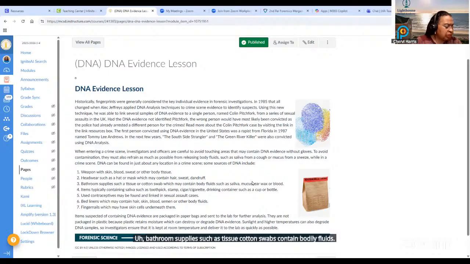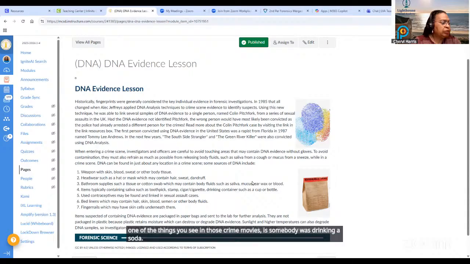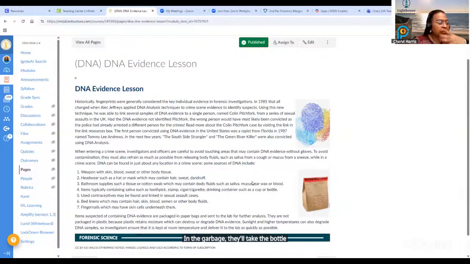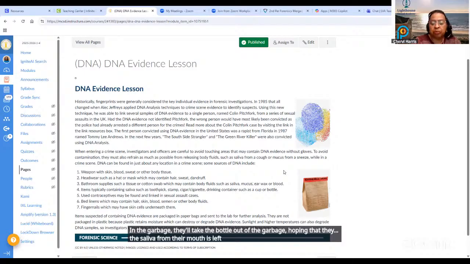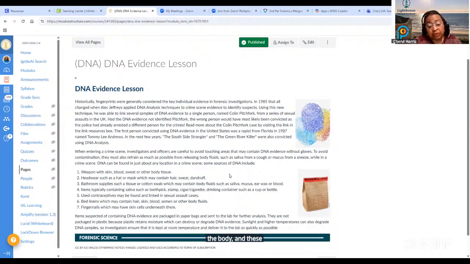It's one of the things you see in those crime movies: somebody was drinking a soda and they wanted to get a sample from them. They happen to put it in the garbage. They'll take the bottle out of the garbage, hoping that the saliva from their mouth is left on the bottle or the cup or whatever. Things like mucus and ear wax or blood are probably something you would get from the body. And these types of things, like they said, would be compared to a CODIS database.